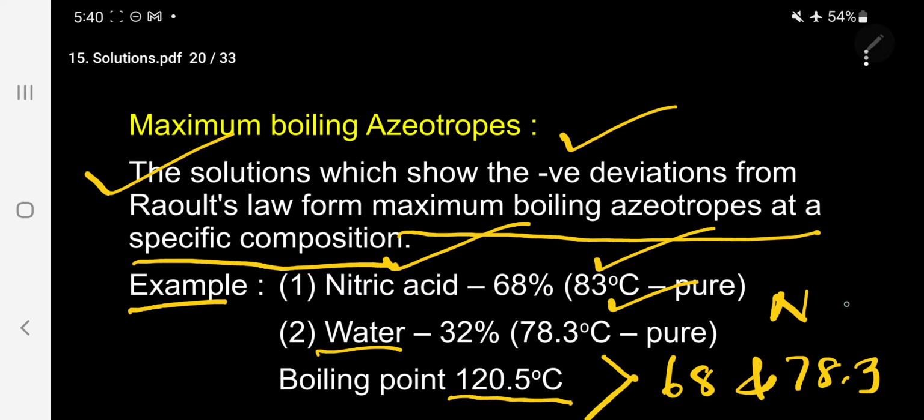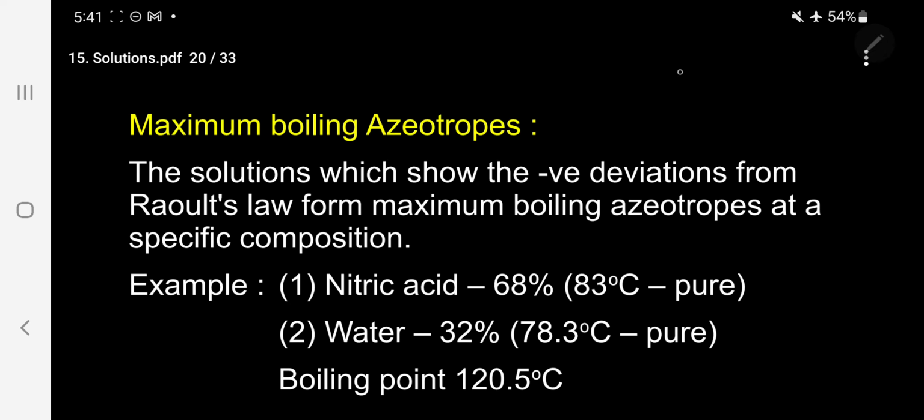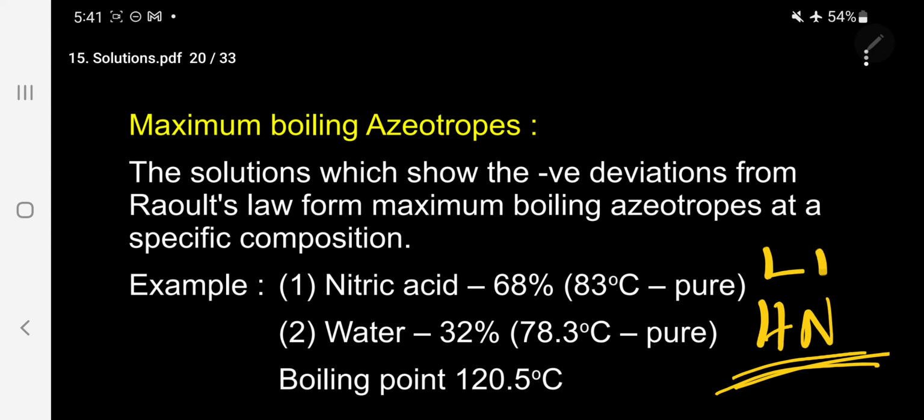So negative. Low boiling means positive, high boiling means negative, HP. High means high boiling point, that is the negative. Kindly follow. So high boiling means negative. This is the short word you have to memorize. Low boiling positive, high boiling negative.